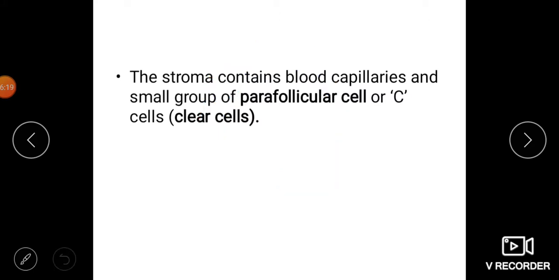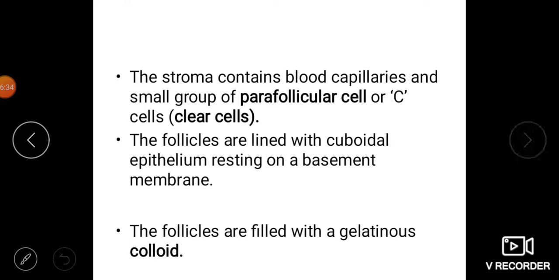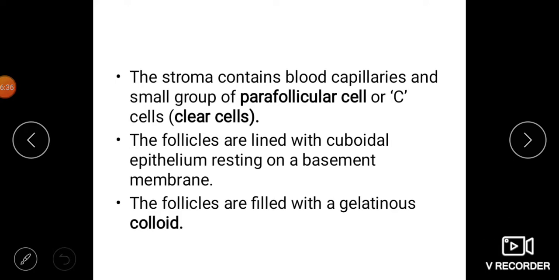The stroma contains blood capillaries and a small group of parafollicular cells or C cells. The follicles are lined with cuboidal epithelium resting on a basement membrane. I told you there is a basement membrane, and on that the cuboidal epithelial cells are kept. The follicles are filled with a gelatinous, jelly-like substance, which is called colloid.